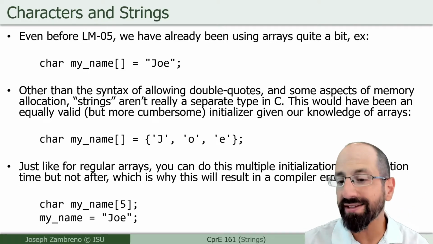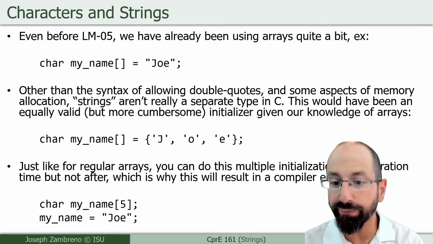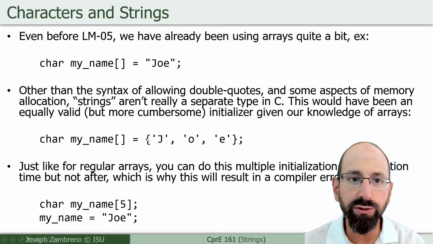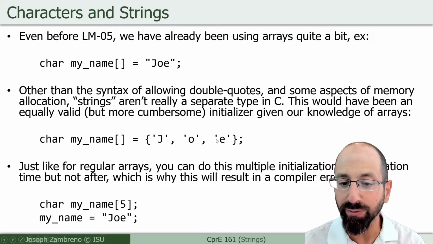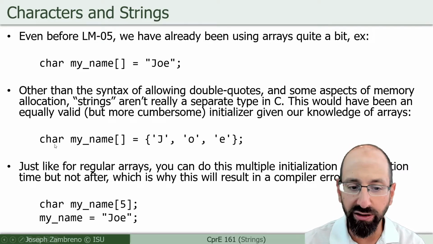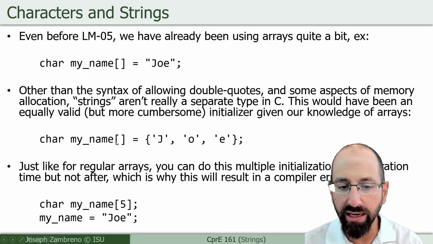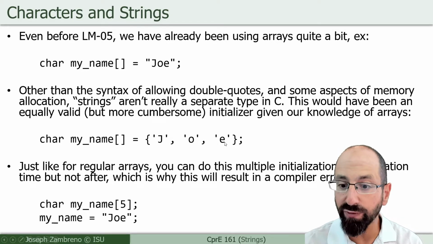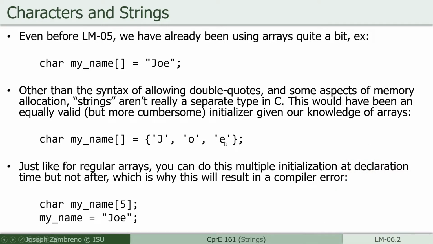But we already saw the syntax for initializing, say, integer or floating point arrays, in which we use the curly braces and do an initialization on an element by element basis. We declare the data type, the name of the array, the bracket syntax, and then we declare as initializer the individual elements for that particular array. And just like for a regular array, you can do this multiple initialization of the values in an array at the time you declare the array, but not afterwards.